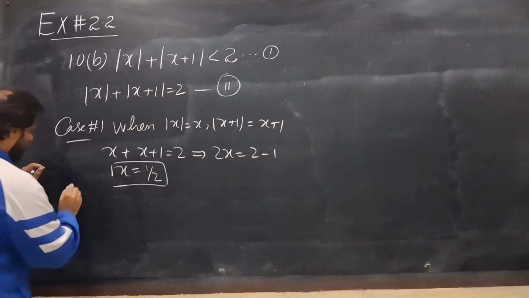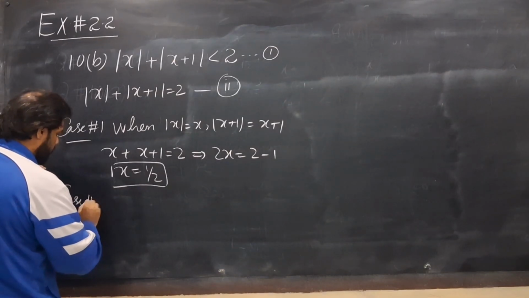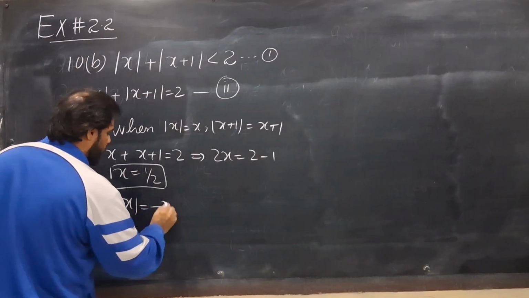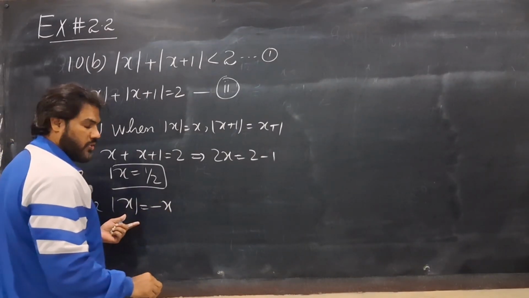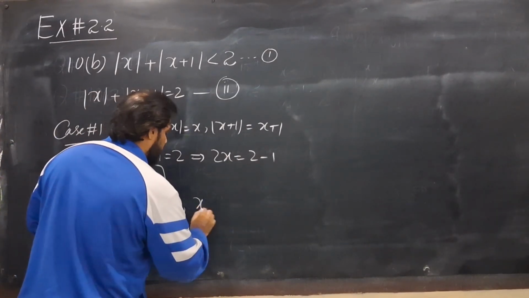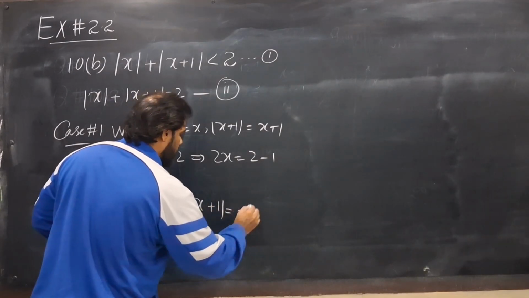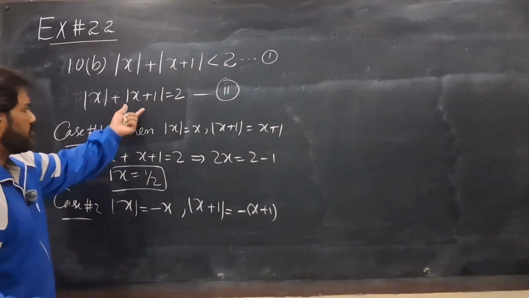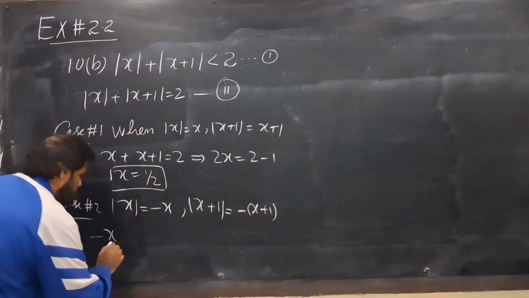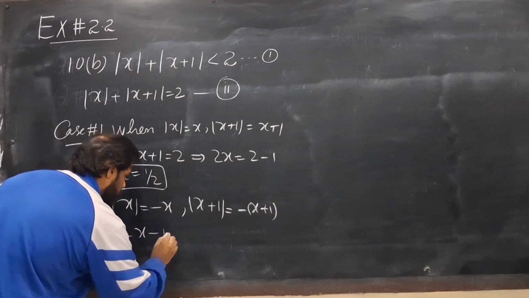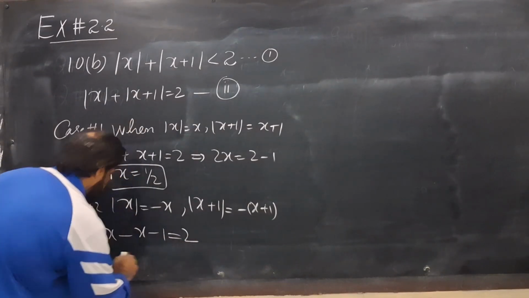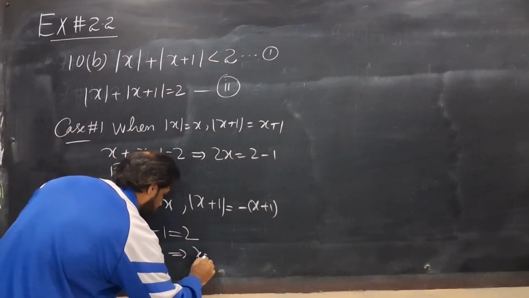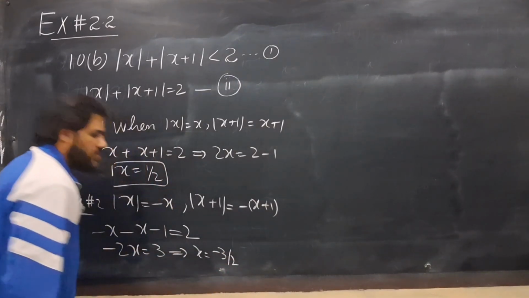Next we discuss case number 2. In case number 2, we suppose both of them have a negative value inside the absolute value. Absolute value of x is minus x, and absolute value of x plus 1 is minus x minus 1. So in this case, the given question number 2 becomes minus x minus 1 equal to 2. This gives minus 2x is equal to 3, which implies x is equal to minus 3 by 2. This is the second boundary number.